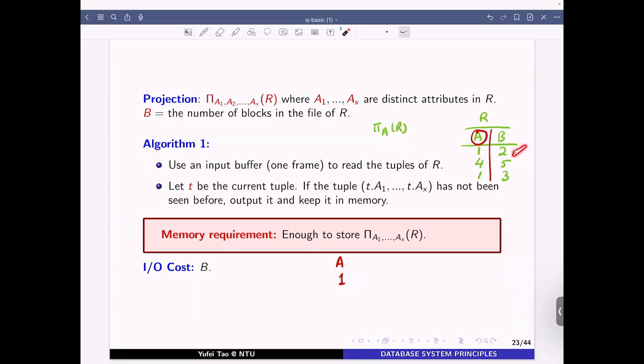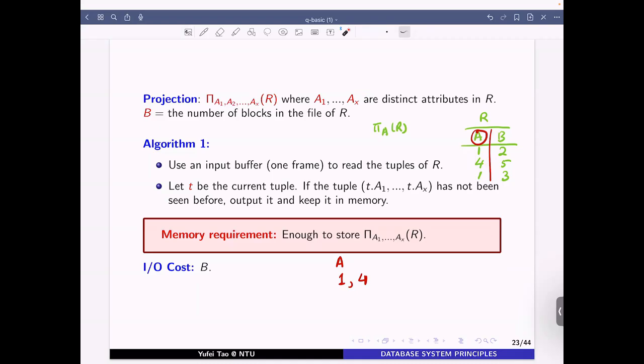Now, we just finished processing the first tuple, and then we move on to the second tuple. So this time we have 4, right? And then we check, have we seen 4 before? The answer is no, and therefore we will keep the value 4 inside the main memory, and also we will display the value 4 on screen. So 2 values are displayed so far.